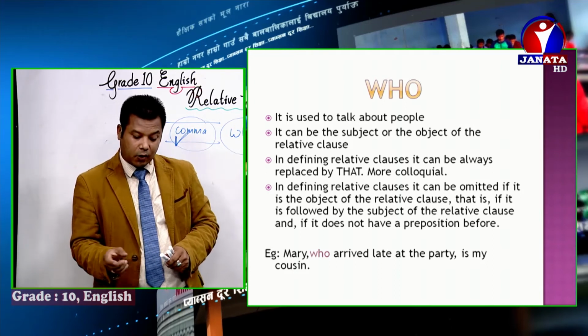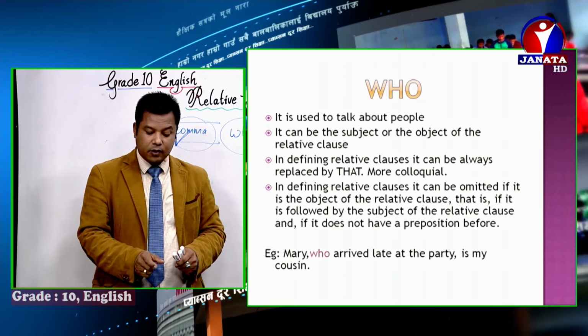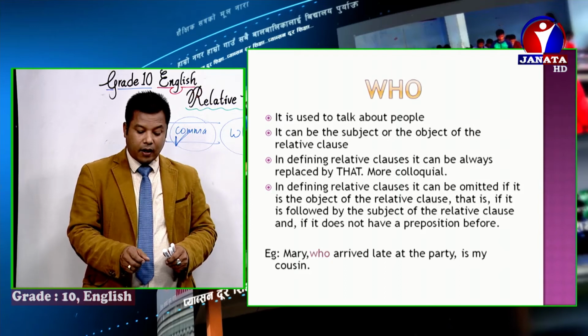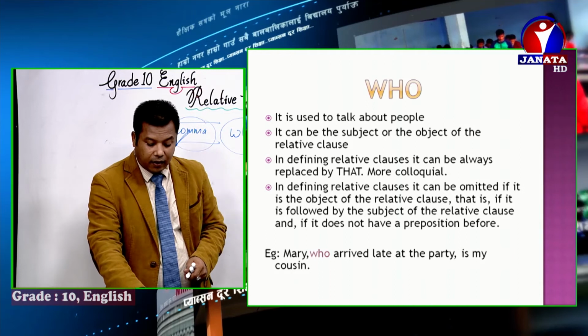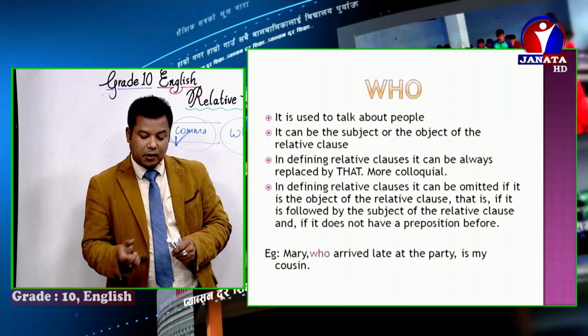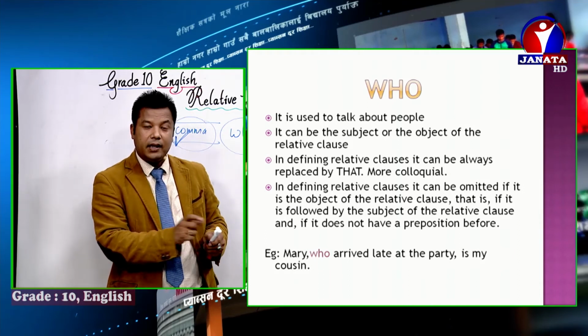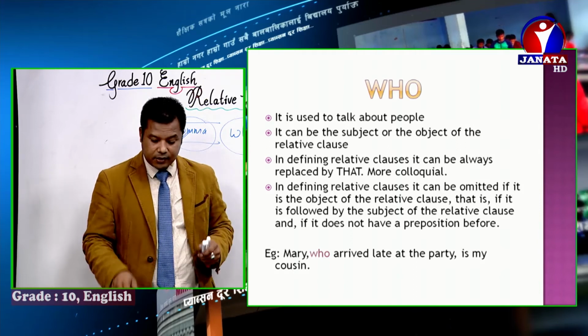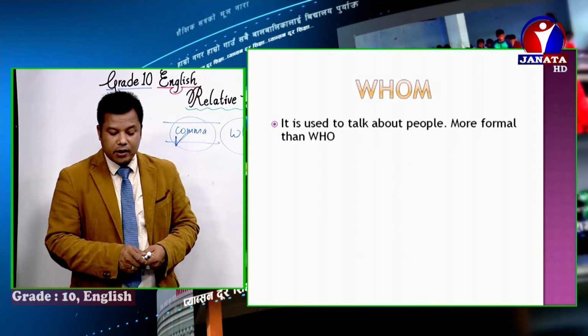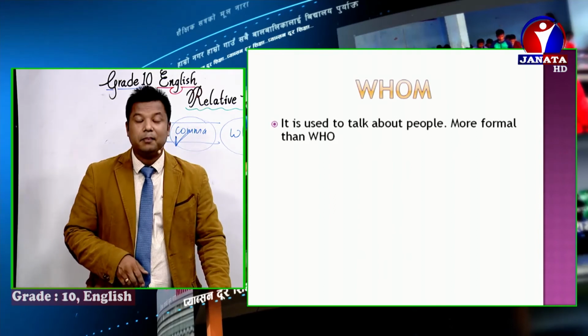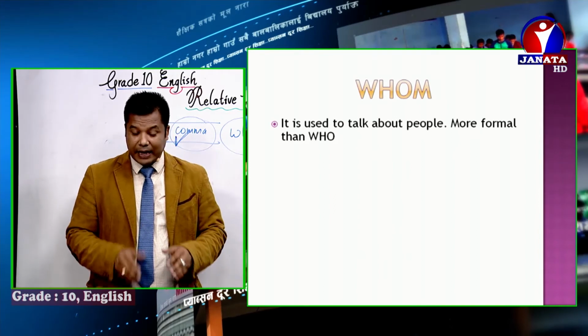Therefore the verb at the back is "is my cousin." Is is chosen because we're using the antecedent of the relative clause: the subject Mary right over there, and who arrived in past tense, agreeing with Mary in past tense. So antecedent rules. Whom is used to talk about people, more formal than who.